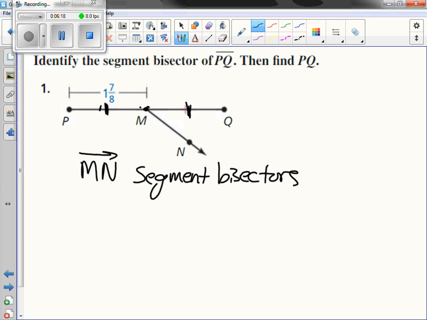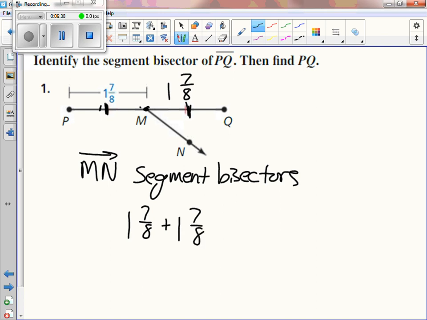Now we know that this is 1 7/8. It means that this over here is also 1 7/8, because M is the midpoint, it cuts it in half. So those two measures are going to be the same. And so what we can do now to find the whole line of PQ is we're going to add those two together. So 1 7/8 plus 1 7/8. If we add those two together, it will give us our whole measure.